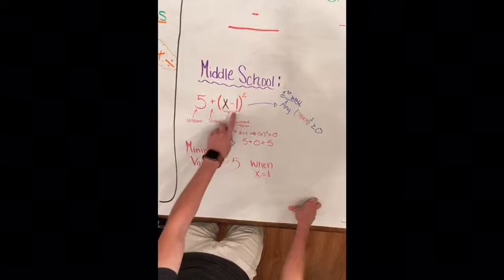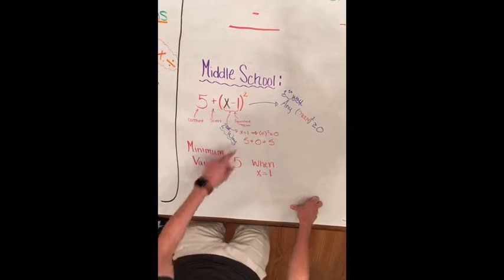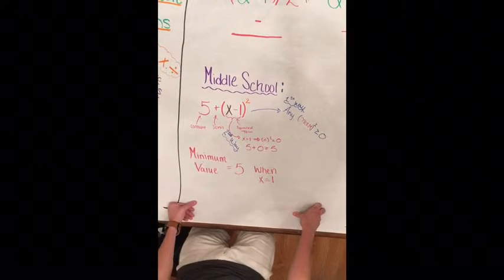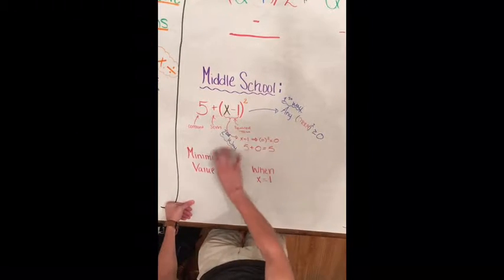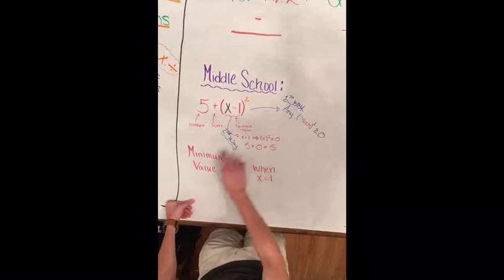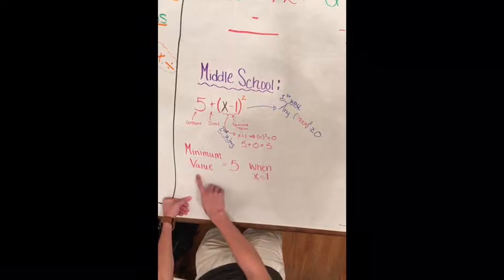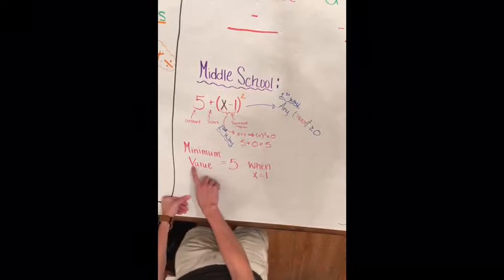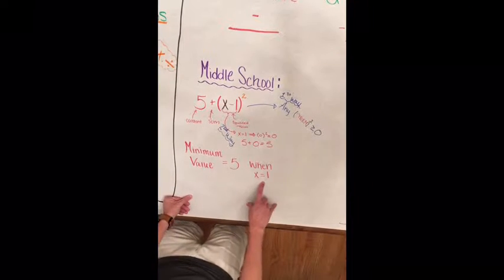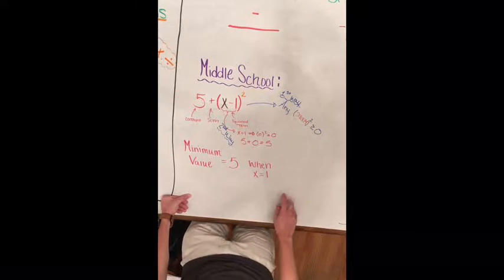So they have x minus 1, and that's what they're going to recognize as an expression, which they've learned to identify in elementary school. Now, the biggest thing in middle school is they need to identify minimum values for these types of functions or expressions. And we're going to find that the minimum value is 5 when x equals 1 by looking at two things.